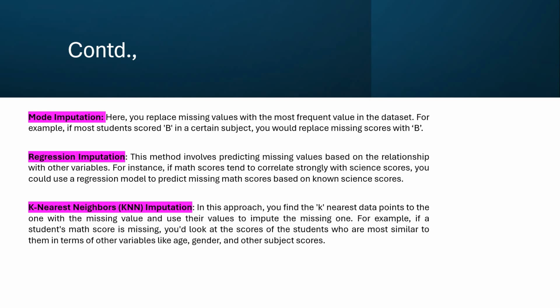And then comes the KNN, K nearest neighbors imputation. In this approach, we can find the K nearest data points to the one with the missing value and use their values to impute the missing one. For an instance, if a student's math score is missing, you take a look at the scores of the students who are most similar to them in terms of other variables, which could be like the age, gender, or other subject scores. So, we can go ahead with KNN imputation this way.